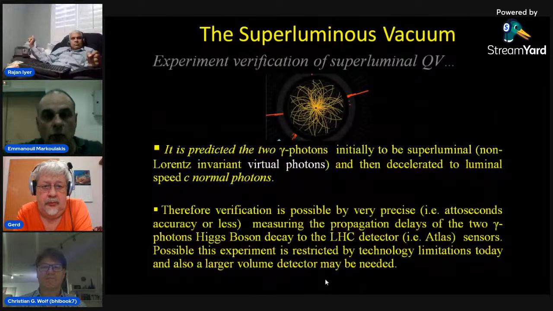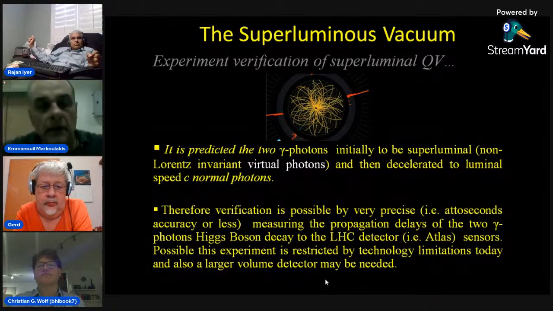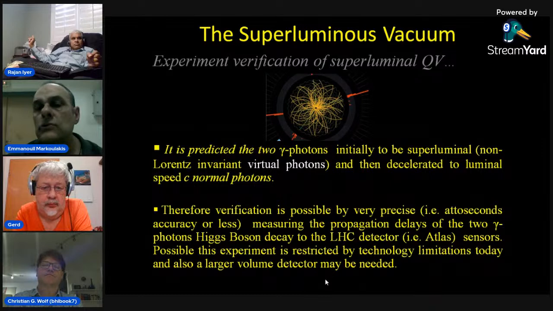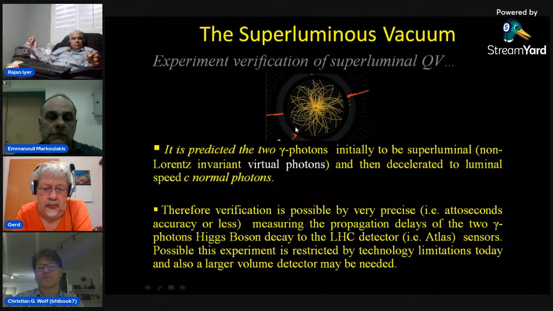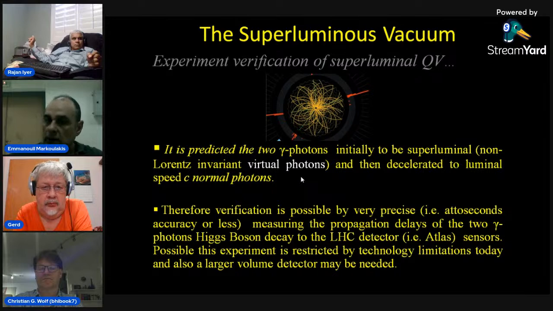Okay, so how can we now detect this superluminal nature of the quantum vacuum that we predict? It's predicted in my theory that the two initial gamma photons are initially superluminal. So they are non-Lorentz invariant, which means they were actually virtual photons. Remember the first two slides' discussion we did about virtual photons?